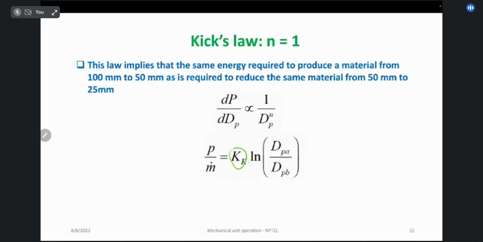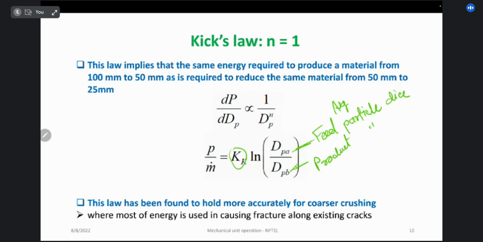Here Kk is not unitless, times ln(dPa by dPb). This dPa is the feed average particle diameter, and this dPb is the product. Now this is more accurate in terms of coarse crushing, when most of the energy goes into causing fracture along existing cracks.